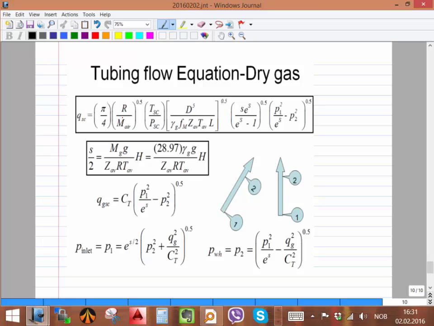R, what is R? Universal gas constant. M is the molecular weight of the gas. T_sc is the temperature at standard conditions. What is that? 15.6 degrees C. You have been to the course of Curtis, I guess? If you don't know that, you have to quickly go away or hide. And the standard conditions pressure? 1.025. 132.